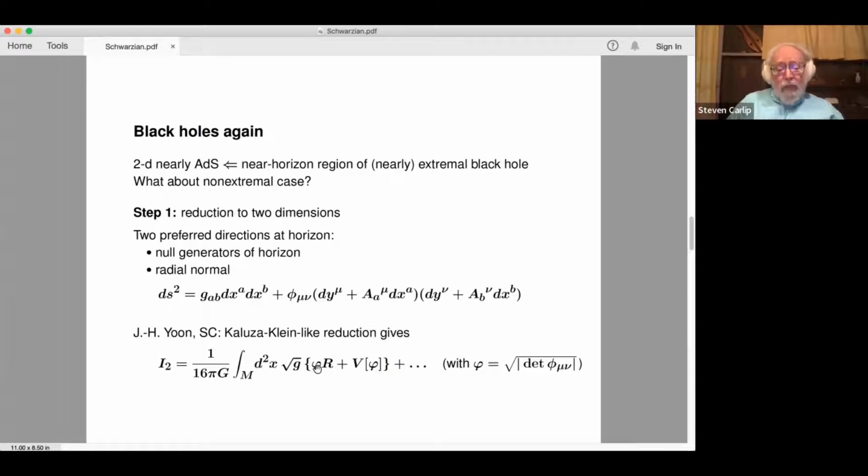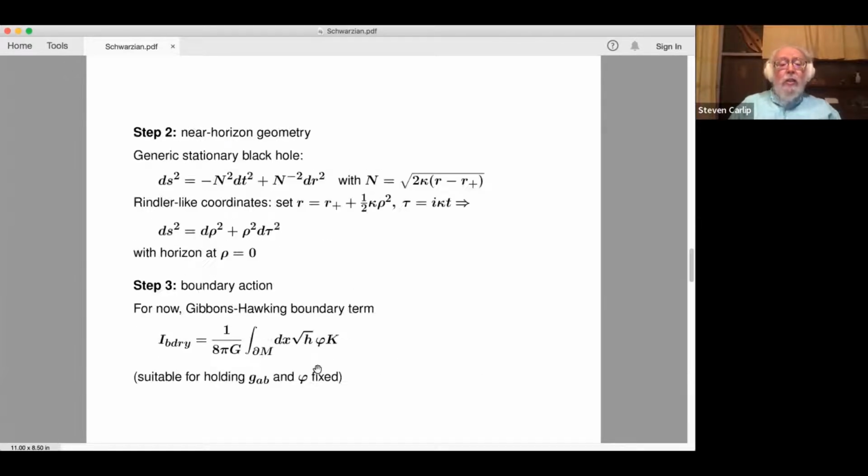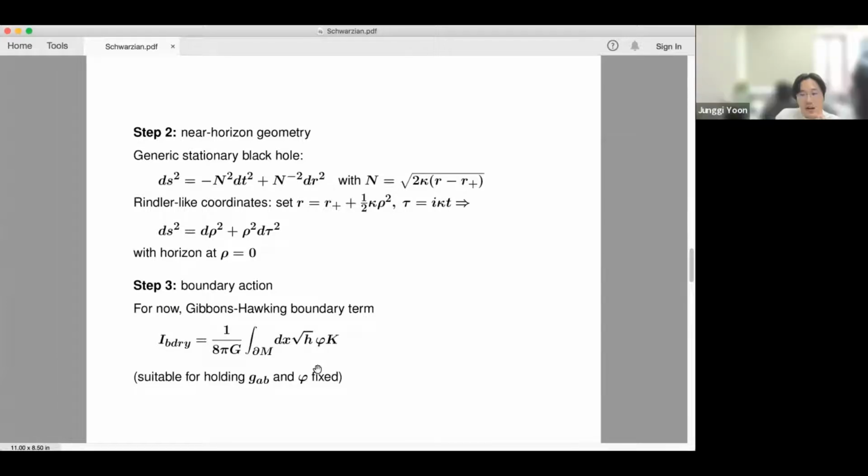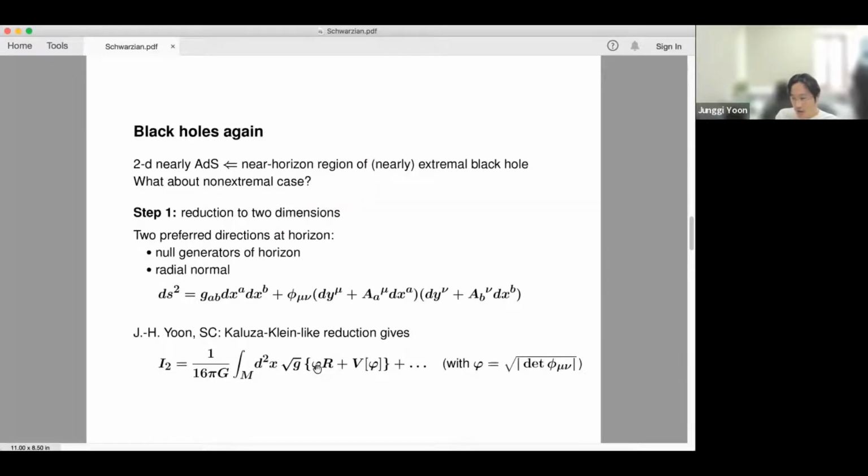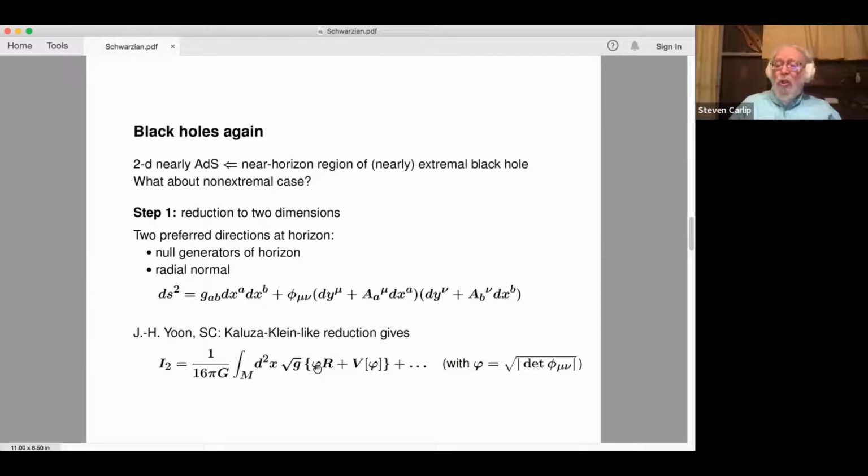So that's step one. That gives us a two-dimensional theory. Step two, we would like to understand the near horizon. Yes. In the previous slide, how can you determine this potential? And if there are many local minima, can you also consider some phase transition there?